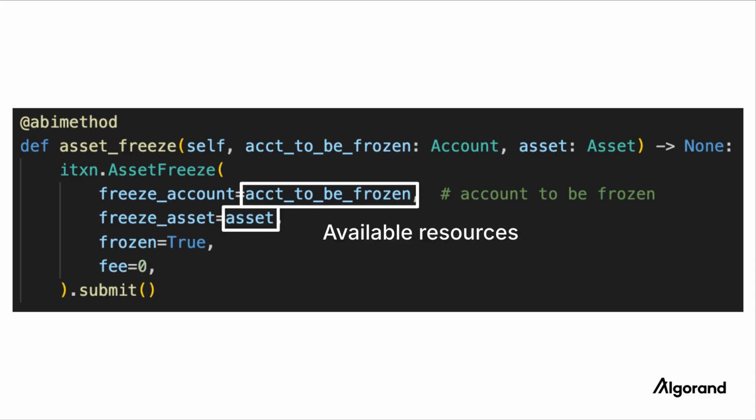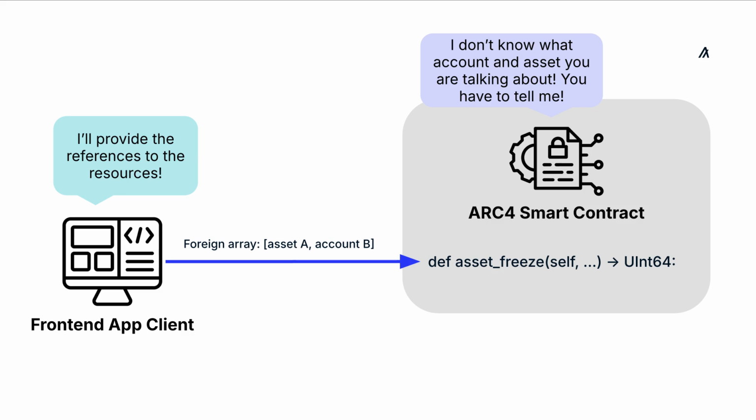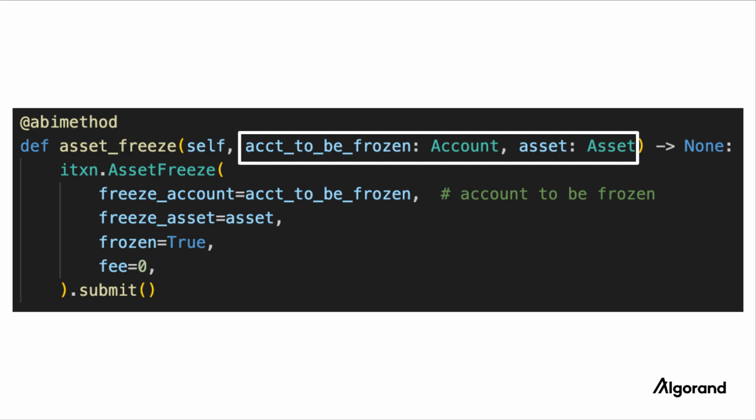Couple things to know here. One, both the account and the asset used in the asset freeze transaction needs to be available resources. I'll leave a link in the description to the resource availability page for more information, but it means the reference to asset and the account needs to be provided to the smart contract when sending the application call. And in this example, both references were provided by including them in the argument of the method.